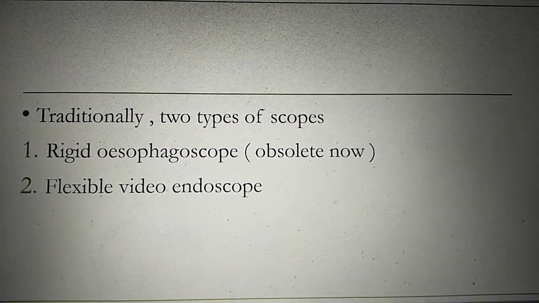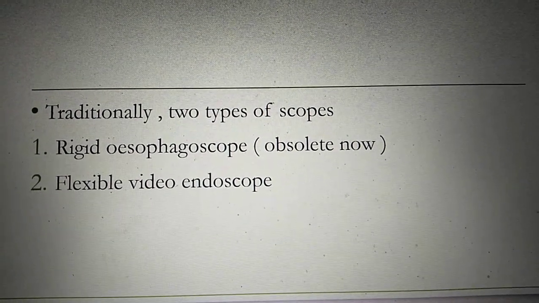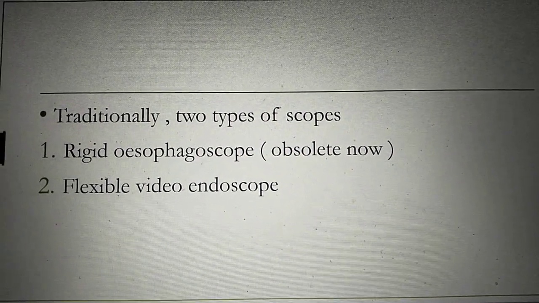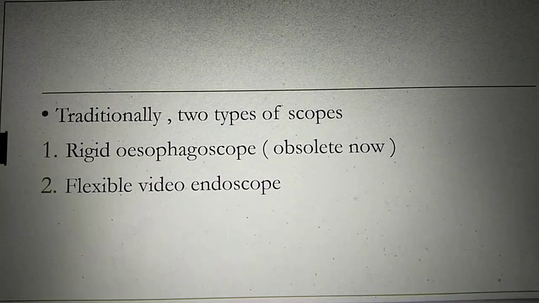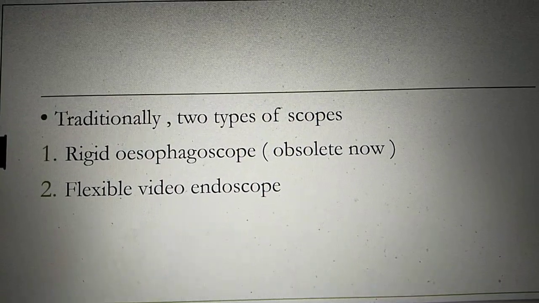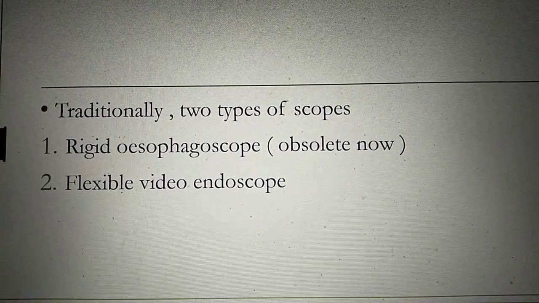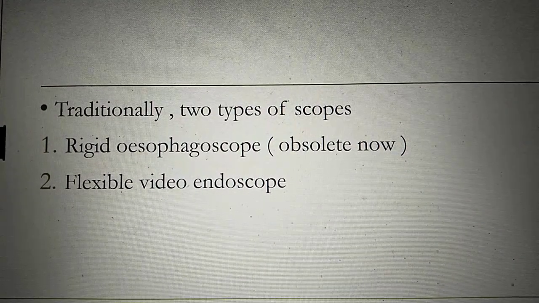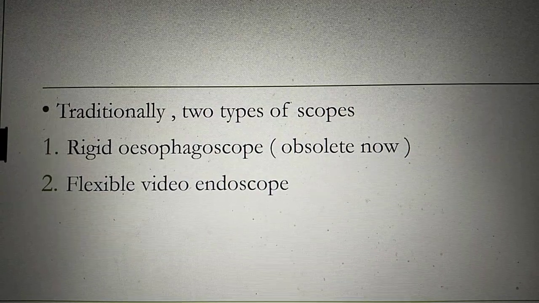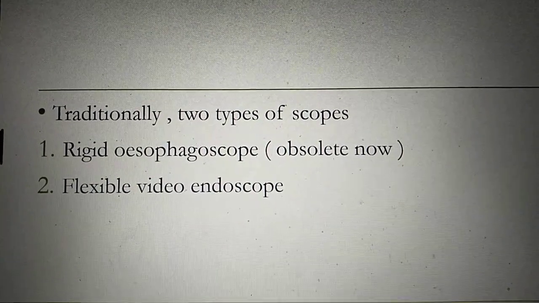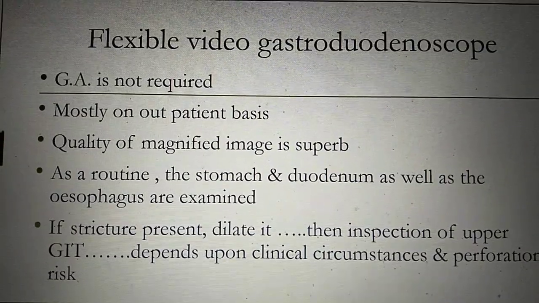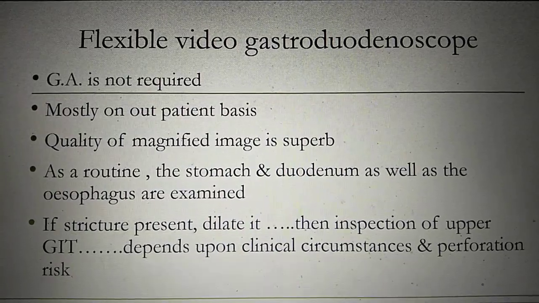Now, traditionally there are two types of scope. The first one is the rigid esophagoscope and the second one is the flexible video endoscope. The rigid esophagoscope is almost not used nowadays. Previously it was very helpful in removal of foreign bodies, but nowadays it is almost obsolete. Now the flexible video endoscope is very commonly used nowadays, better known as the flexible video gastroduodenoscope.